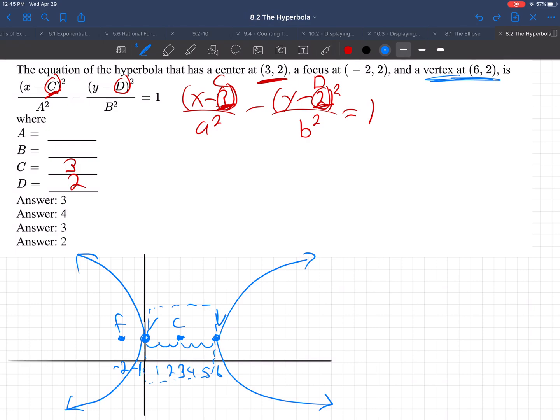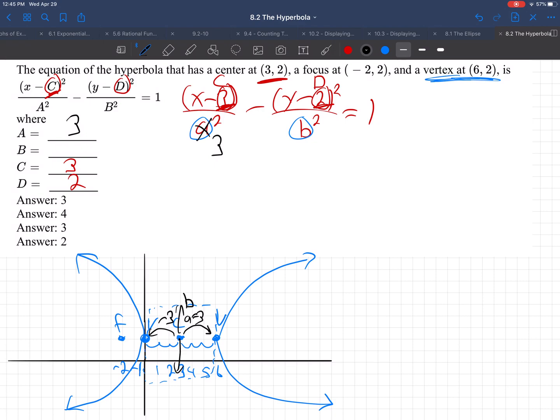We're trying to find what A and B are underneath. Well, A is how far right and left from the center. How far right? Well, that's 3, and minus 3 the other way. So this A must be 3. So I got A. That's how far right and left. Now B is how far up and down. I don't know. I just drew this box at random.